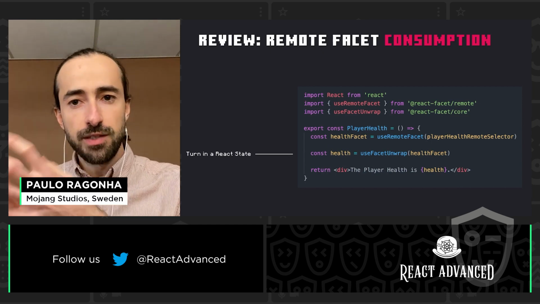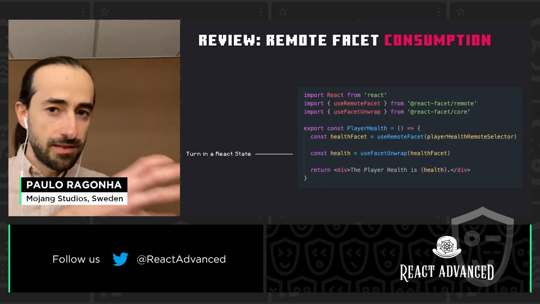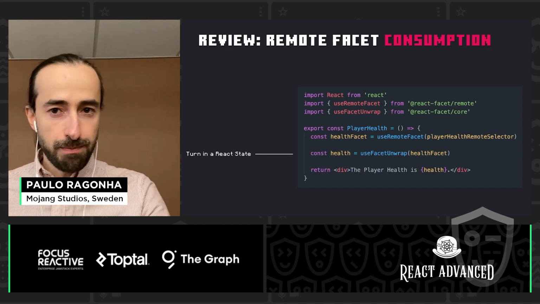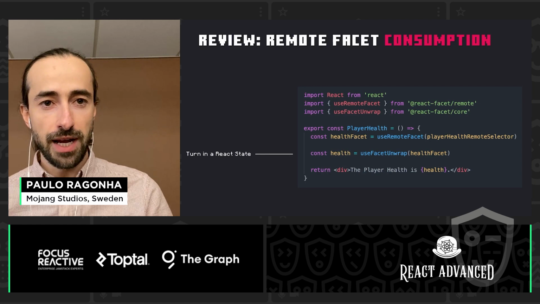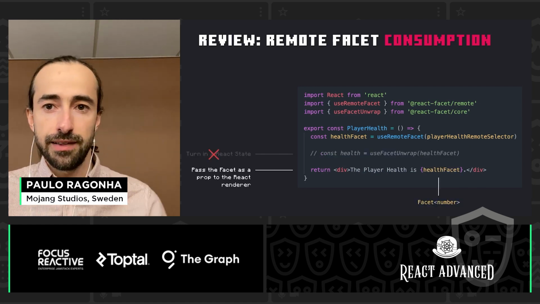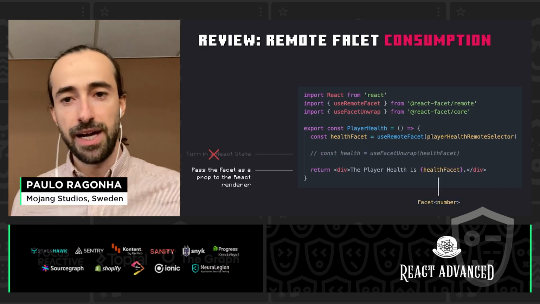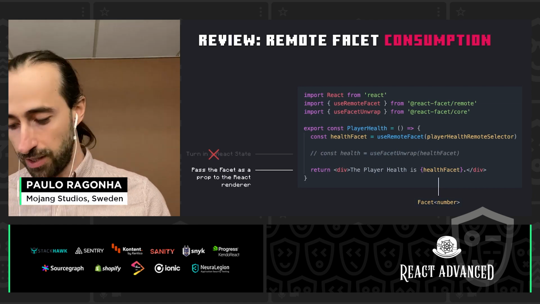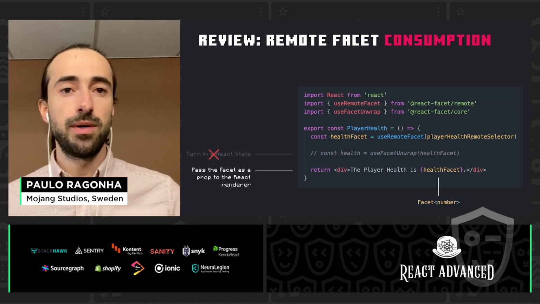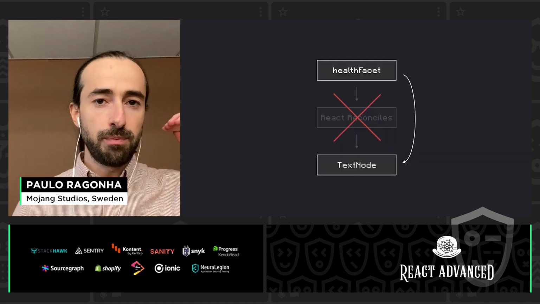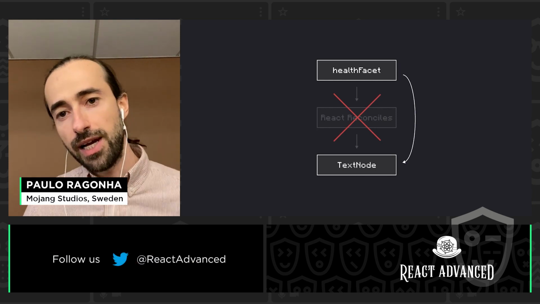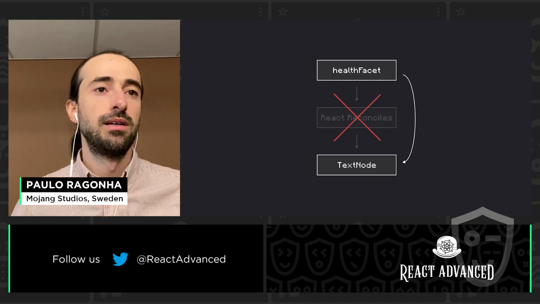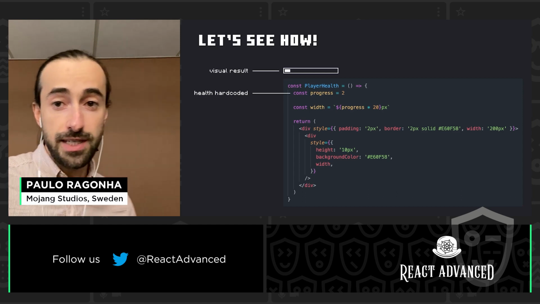time, instead of unwrapping it and turning it into a React state, can we just pick that facet and pass it directly to the React render and let the React render figure out how to unwrap the value from the facet? And that's exactly what we did. So we want to pass the facet, and that directly updates a text node. So let's see how we did that.